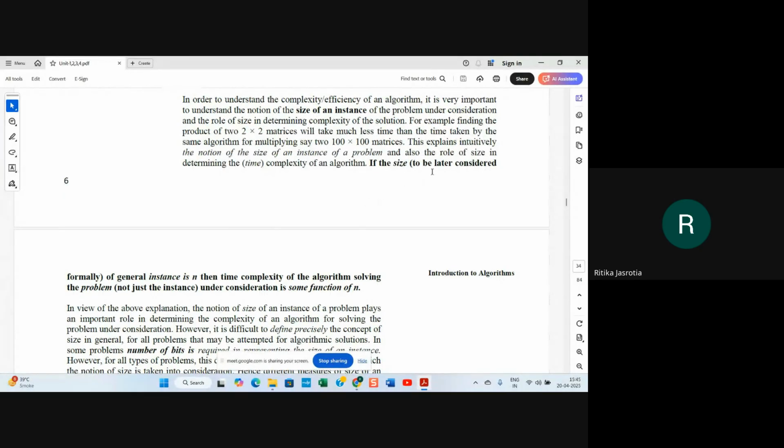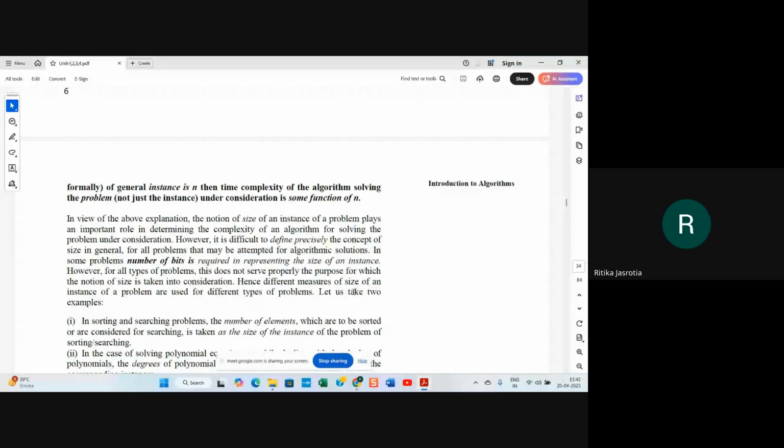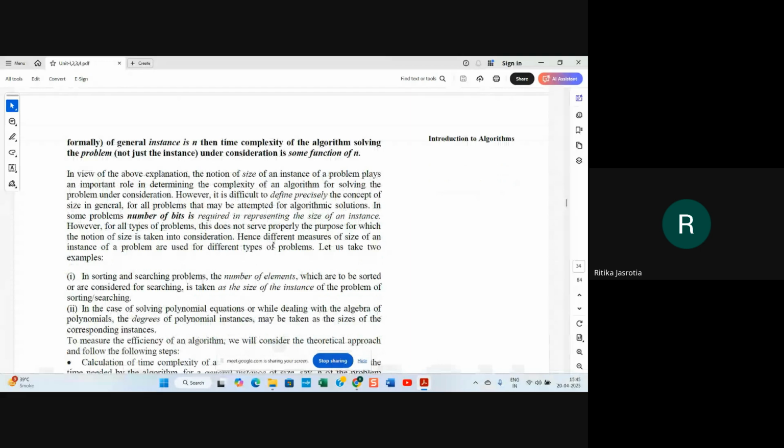So if the size of a general instance is n, then the time complexity of the algorithm solving the problem, not just the instance under consideration, is some function of n, right? So that is one thing. In view of the above explanation, the notation of size of an instance of a problem plays an important role in determining the complexity of an algorithm for solving the problem under consideration.